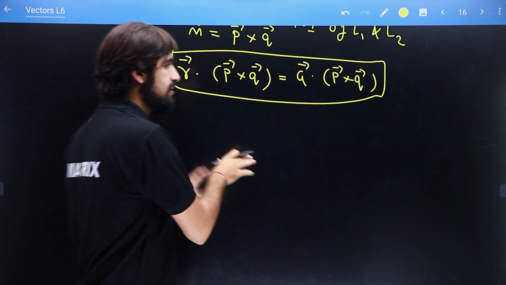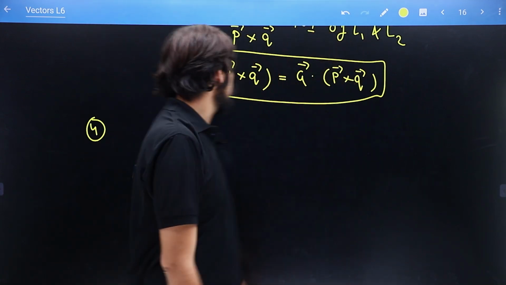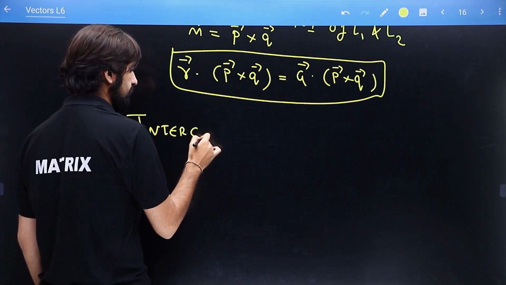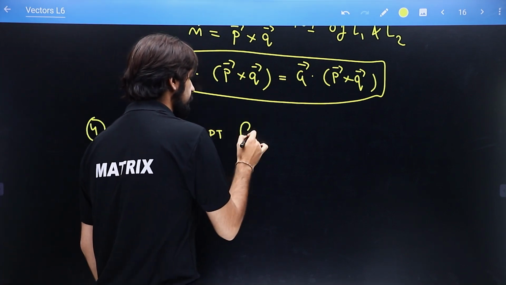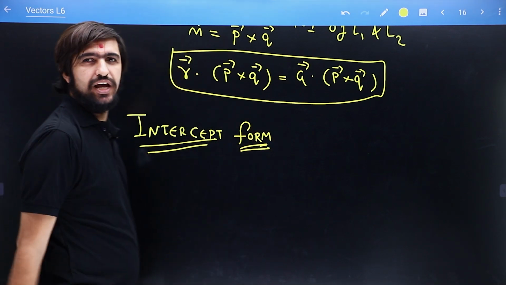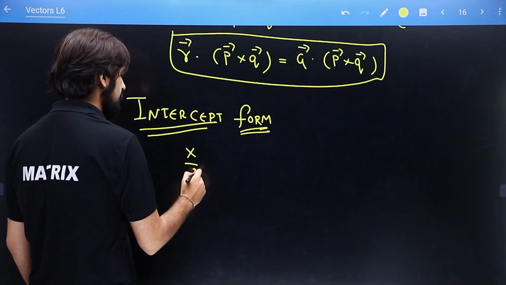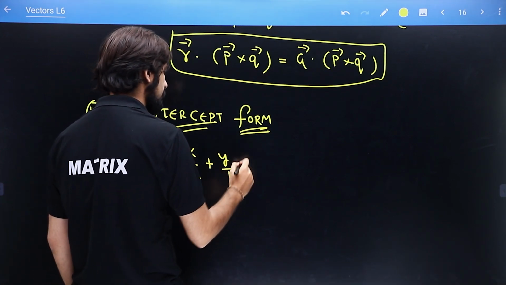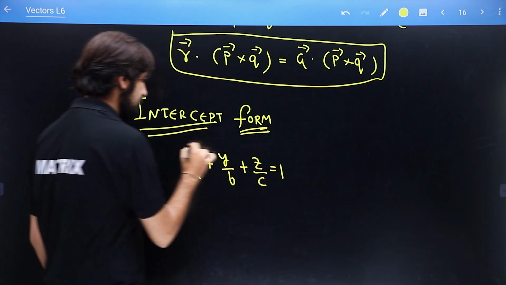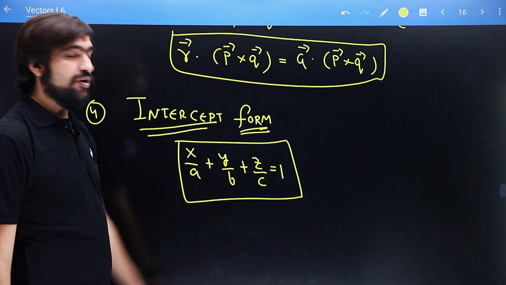Now this form is exactly the same as the form of a line in 2D. So this is known as intercept form. What was the intercept form of a line in 2D? That was x upon a plus y upon b is equal to 1. Similarly, this is x upon a plus y upon b plus z upon c is equal to 1. This is the intercept form of plane.